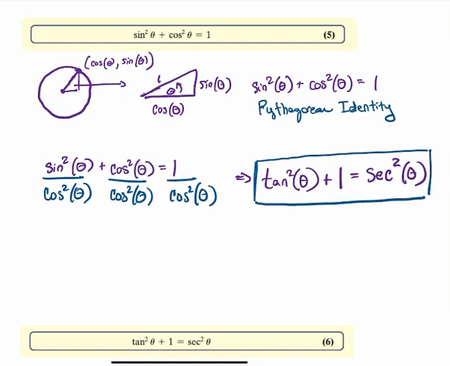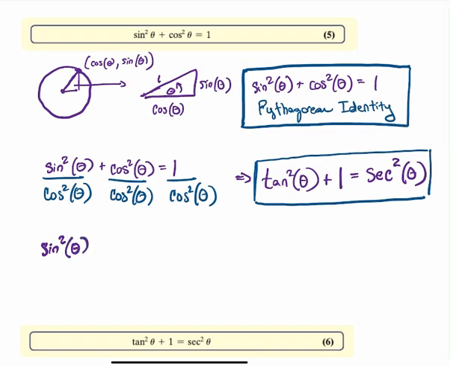And I'll also box our original sine squared plus cosine squared equals 1. That one comes up a lot. You'll see that identity used pretty extensively. But we can get one more too. So let's backtrack and start again with sine squared plus cosine squared equals 1. And this time, let's divide everything by, instead of cosine squared, by sine squared.